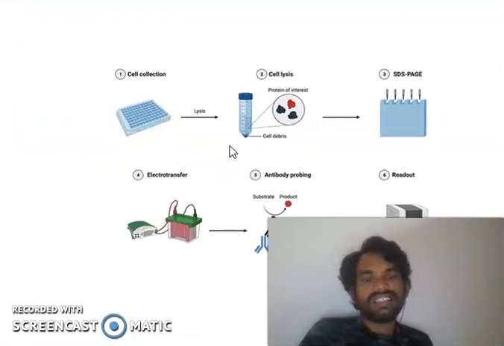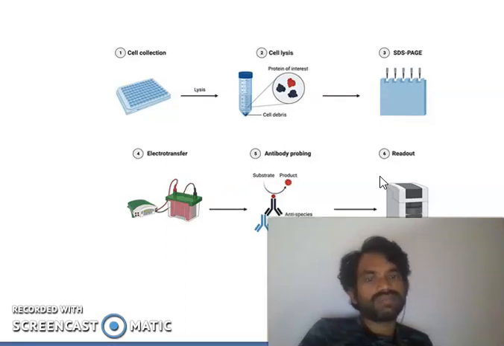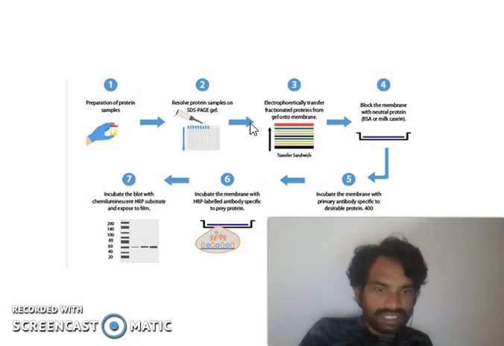You can see here a few of the steps: cell collection, then cell lysis, then SDS-PAGE gel, then electrotransfer, then antibody probing techniques that you need to read out. These are the steps involved in the Western blot technique. Then you can also see some of the techniques point by point: sample protein preparation, then resolving the protein sample on the SDS-PAGE gel.